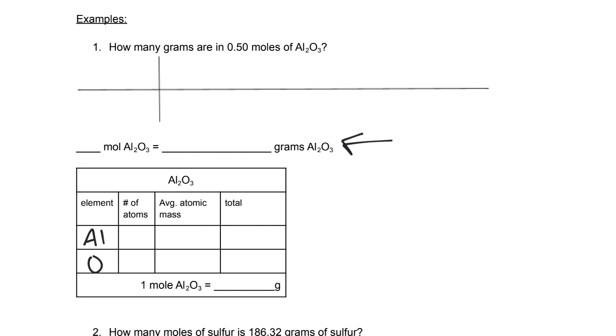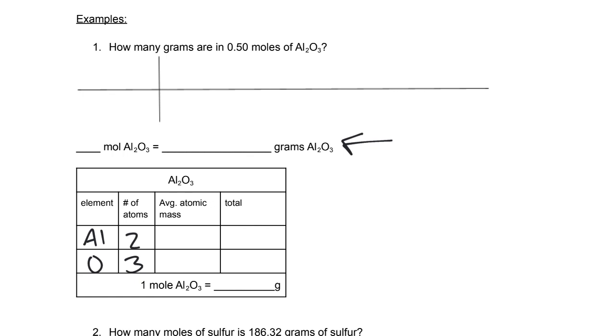And then you're going to look at the number of atoms present here. Aluminum here is given with a 2, so that means there are 2 atoms of aluminum in every compound unit of aluminum oxide. And then similarly, O has a 3, so that means there are 3 oxygens in aluminum oxide as a compound.